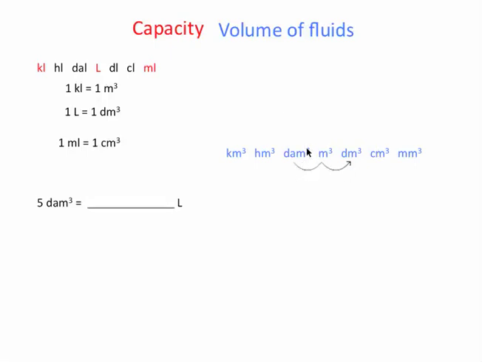2 times 3 is 6. So that's going to be 6 steps to the right for the decimal point. Here's my 5, here's my decimal point right after the 5, and I'm going to move that over 6 steps to the right. I fill up all the empty little spots with zeros. There we go, 5 million decimeters cubed. Now since 1 decimeter cubed is 1 liter, then we know that we have 5 million liters.